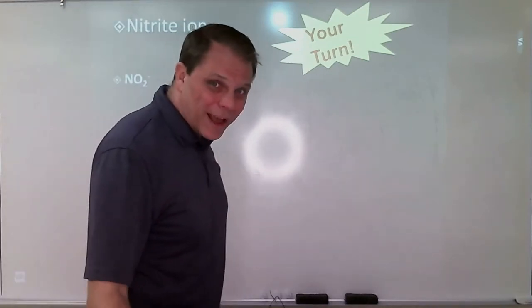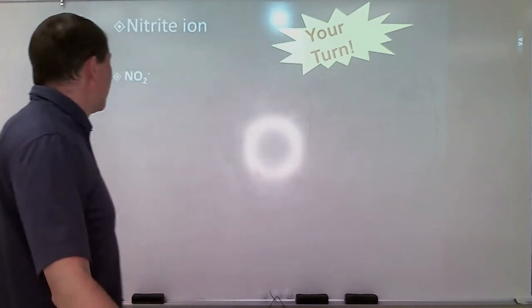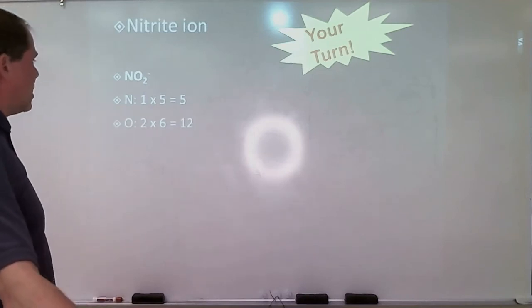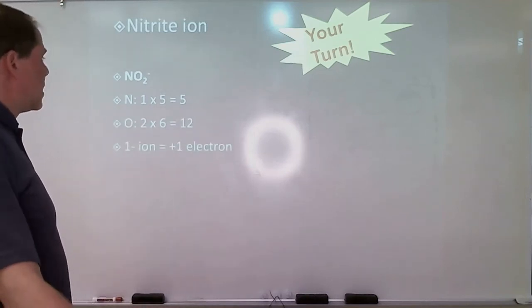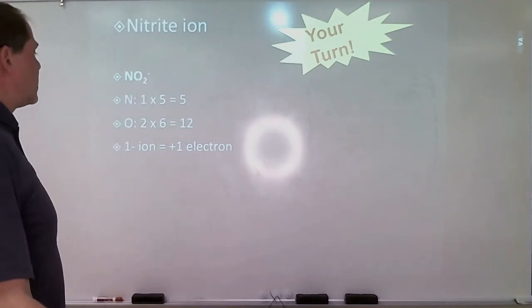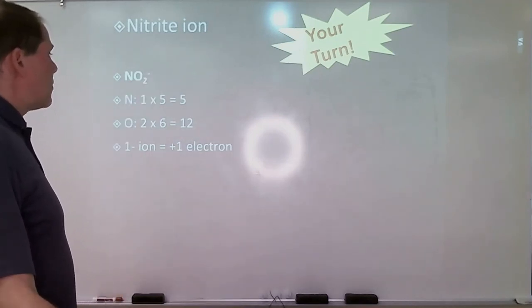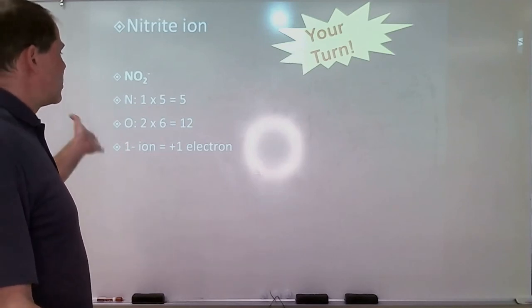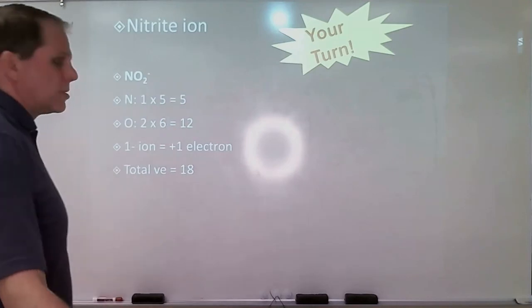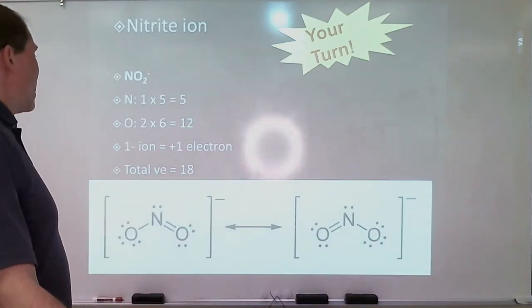And you're back after practicing it. Good job. All right, let's see how you did. NO2 negative. Nitrogen has got 5 electrons. Oxygen, there are 2 of those, times 6 electrons is 12. I have 1 negative charge, okay? So I have to add 1 electron. So I have a total, oh, this is weird. I have a total of 18 electrons, right? It's a good thing because 17 would have been tough to figure out how to distribute. And so I've got a total of 18 electrons.